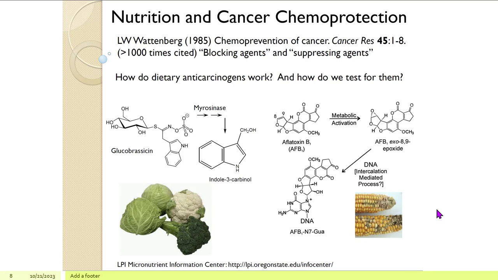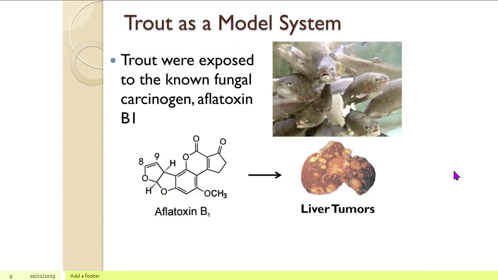Those are two common food crops where you can see aflatoxins getting into the food chain. So what the researchers wanted to do is see if eating cruciferous vegetables could actually help prevent the formation of tumors. These researchers used trout as a model system.